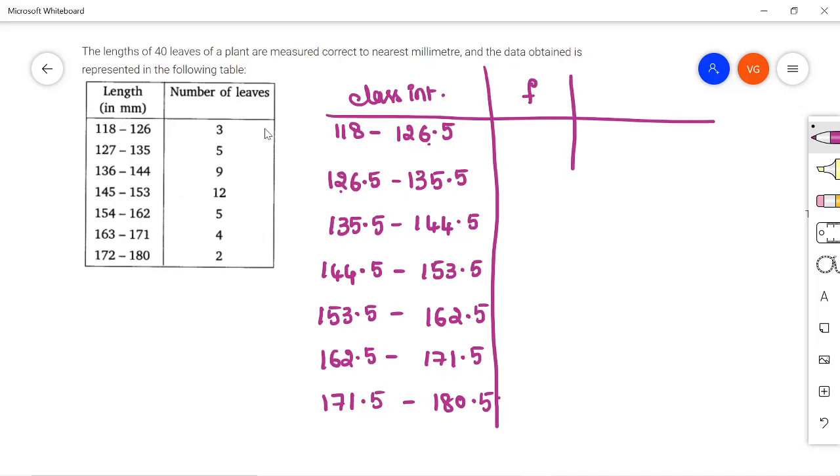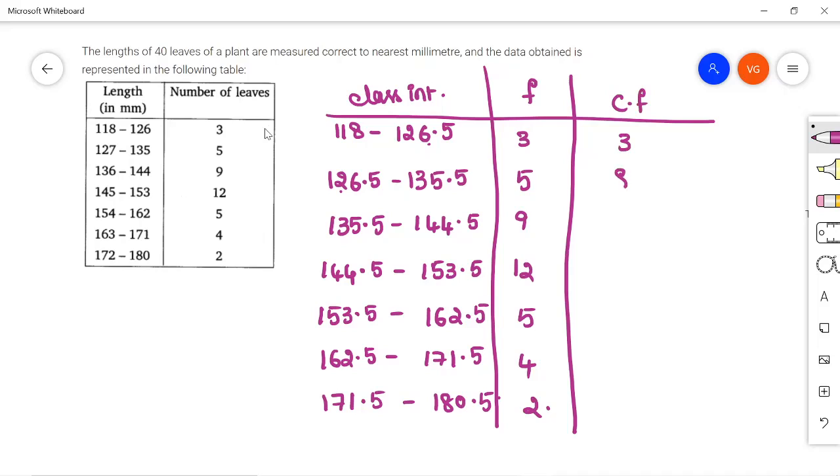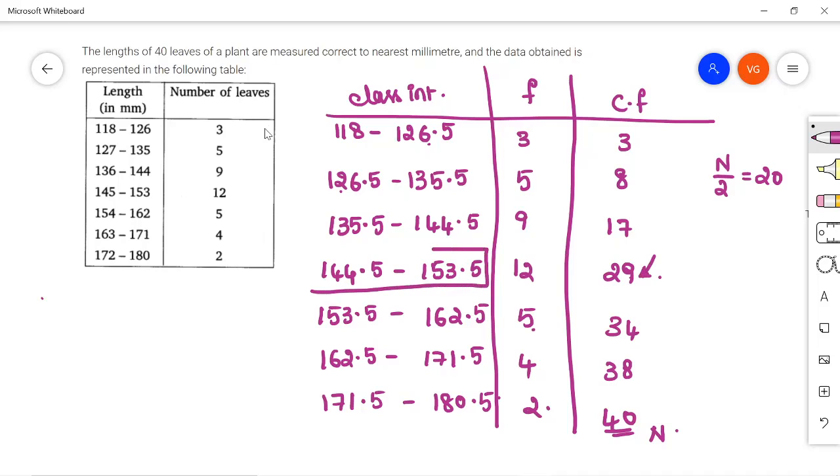So the frequencies you can write down against the corresponding classes. That is 3, 5, 9, 12, 5, 4, 2. Write down the cumulative frequency. 3 plus 5 is 8. 8 plus 9, 17. Then 29. 29 plus 5, 34. 38, 40. Right? So n is 40 here. N by 2 is equal to 20. So select the cumulative frequency that is just greater than this n by 2, that is 29. So this will be your median class.